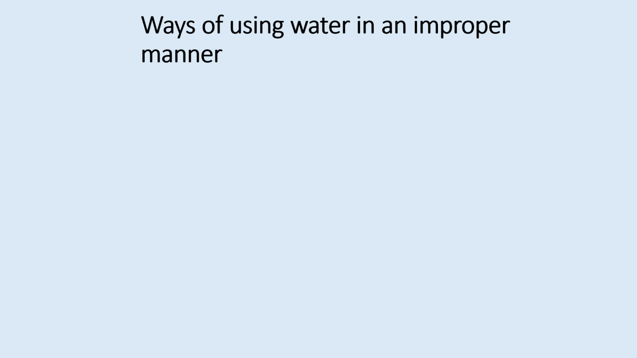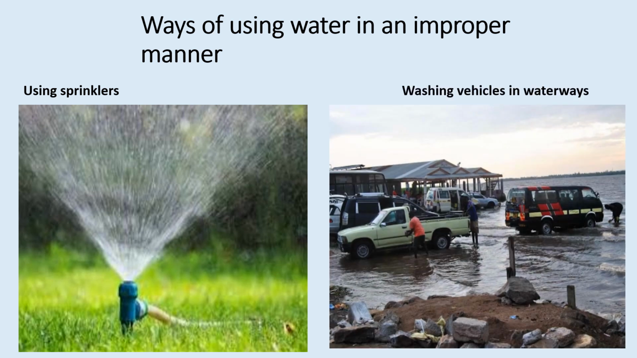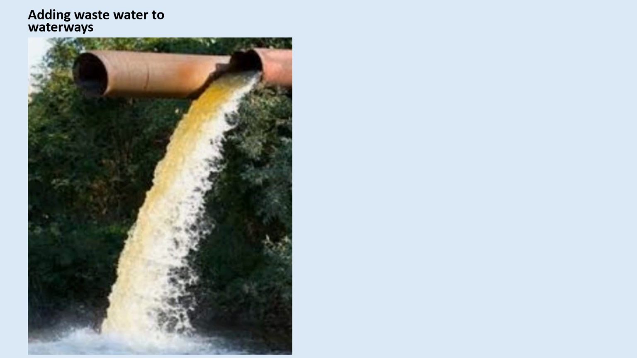Even though water is very useful, people make big mistakes when using water. Let's see what are these improper ways of using water. When sprinklers are used, unnecessary amount of water is supplied to the plants, which is a waste. People pollute natural waterways by washing vehicles in them. Adding wastewater to waterways is another way of polluting water.